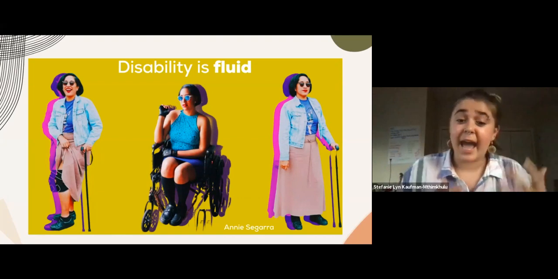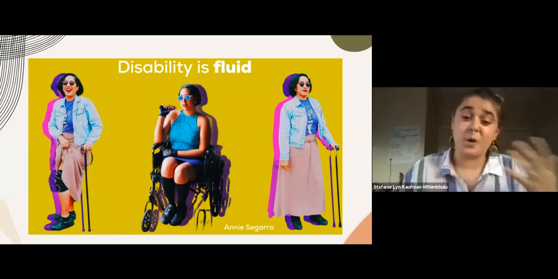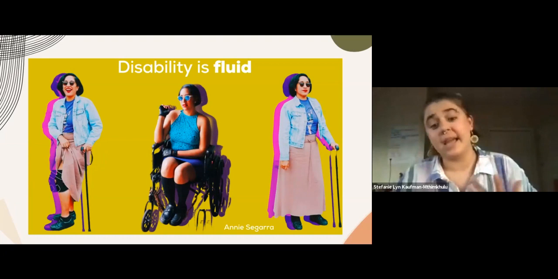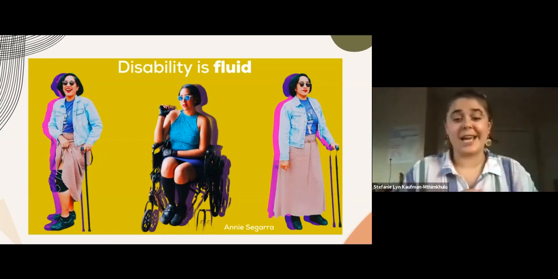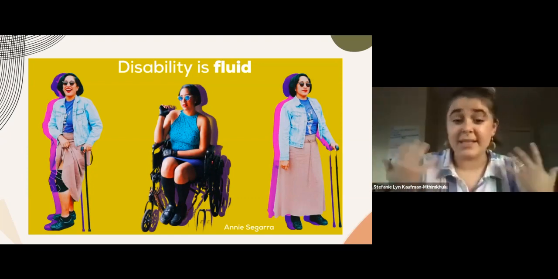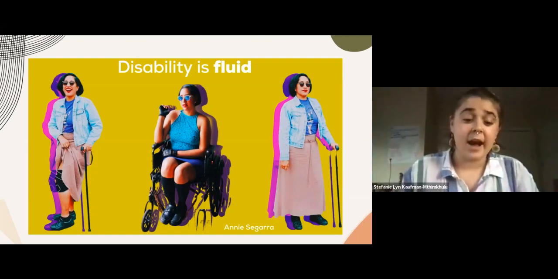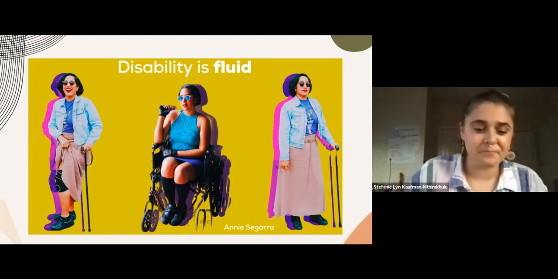And again, if you see someone one day in your office who's using a wheelchair, the next time they're using a cane, the next time they're using nothing at all, that does not mean that that person is not disabled or is not experiencing pain. We can shift through different moments and different experiences and use different mobility devices at different times.